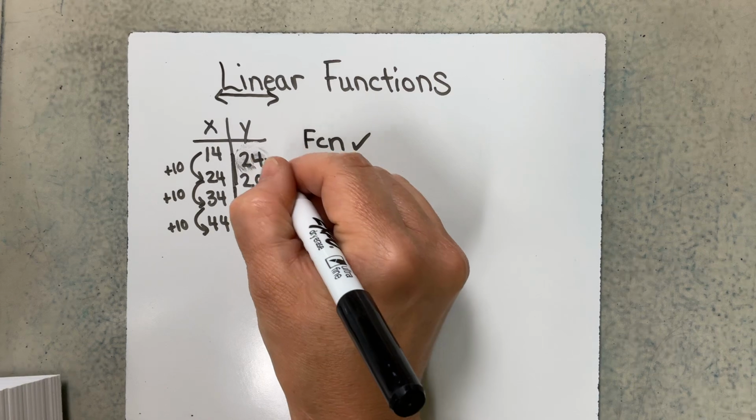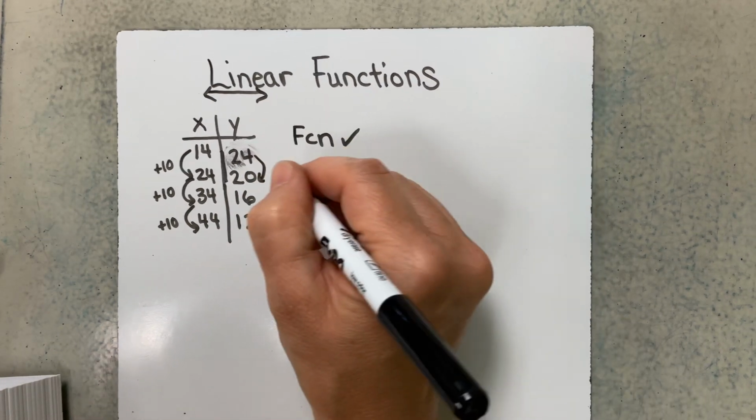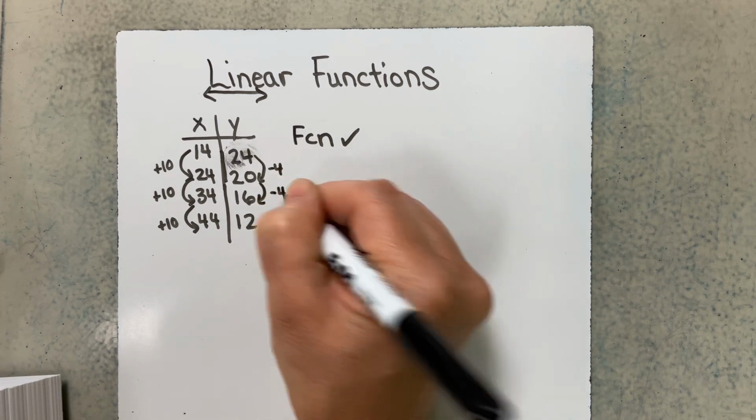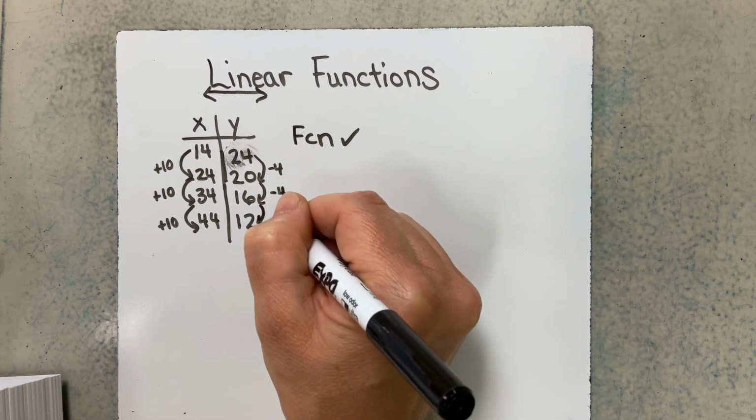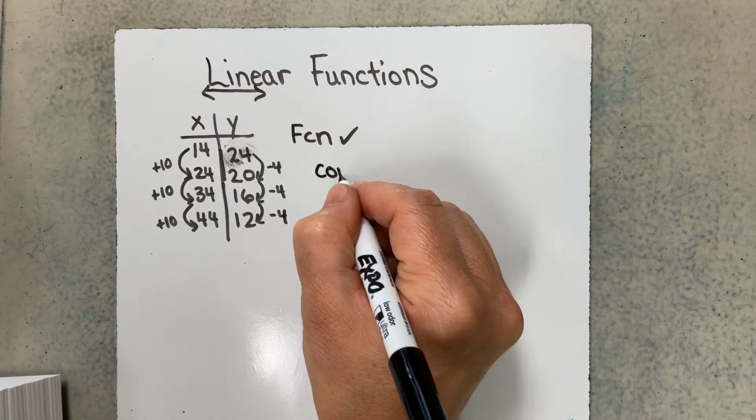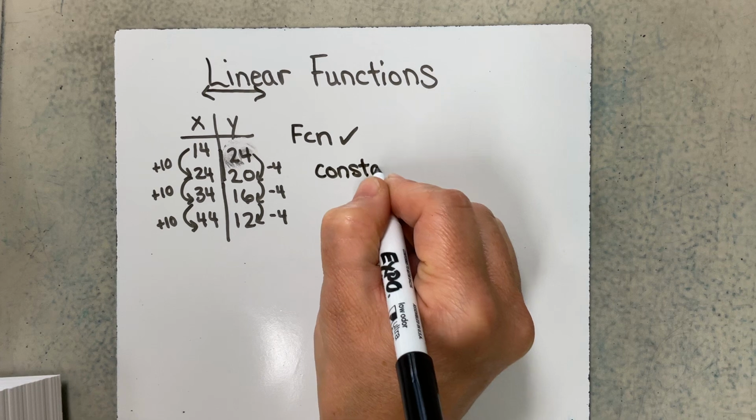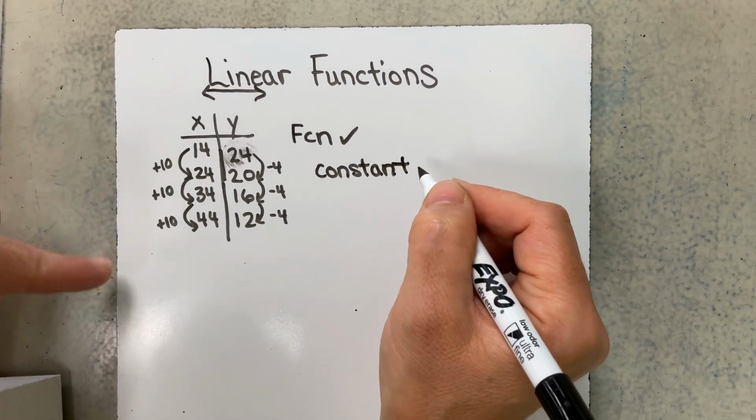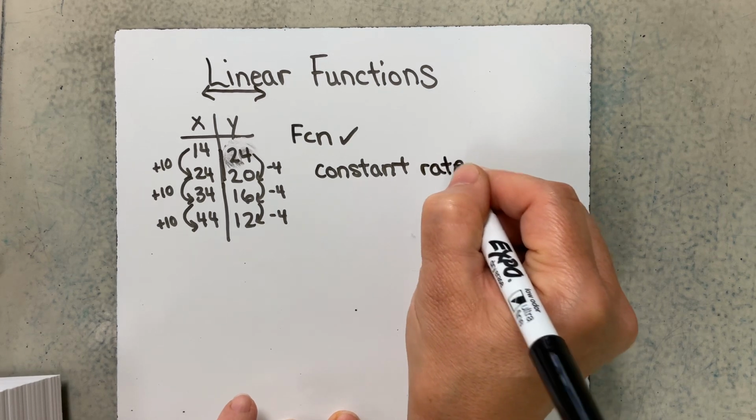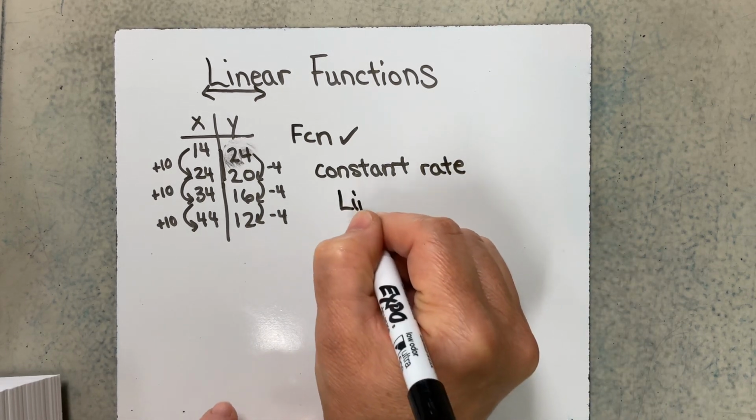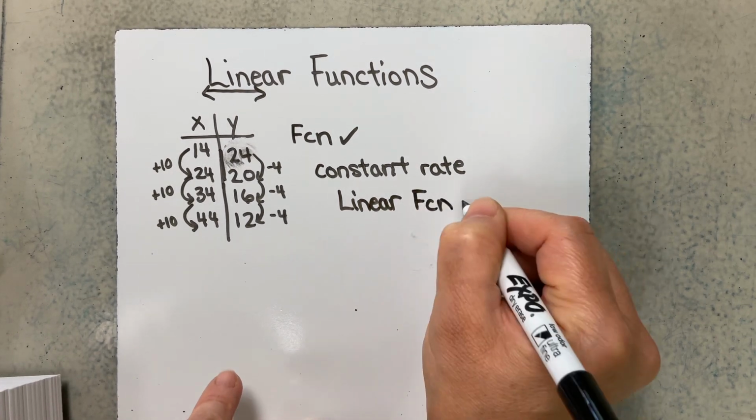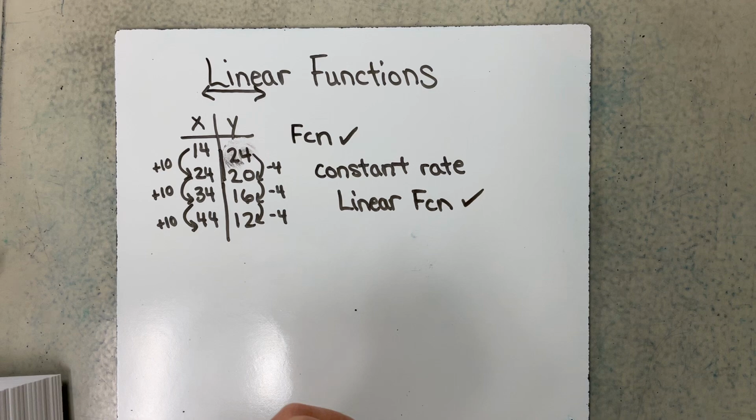Okay, let's look over here. 24 down to 20, I subtracted 4. 20 down to 16, I subtracted 4. And 16 down to 12, I subtracted 4 again. Because this is a constant rate, I have the same thing happening over here and the same thing happening over here. That means that this is a linear function. So yes, this is a linear function.